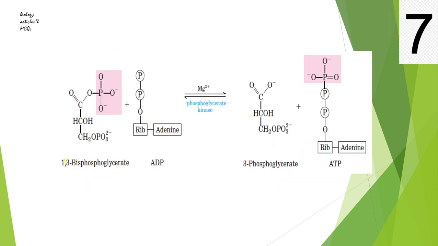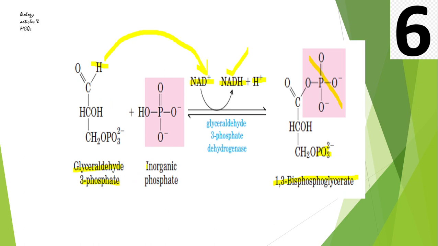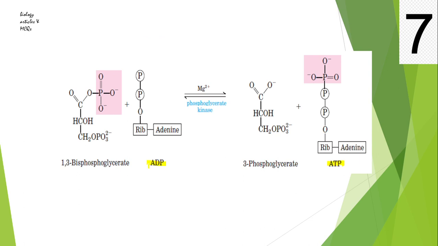Then 1,3-bisphosphoglycerate is again using an ADP. This ADP will now change into ATP, as in the previous process. In the previous step we had just used inorganic phosphate, you can see. But now in the 7th process we are using ADP. The 1,3-bisphosphoglycerate is now donating its 1-phosphate molecule to ADP, and this ADP will then convert into ATP.